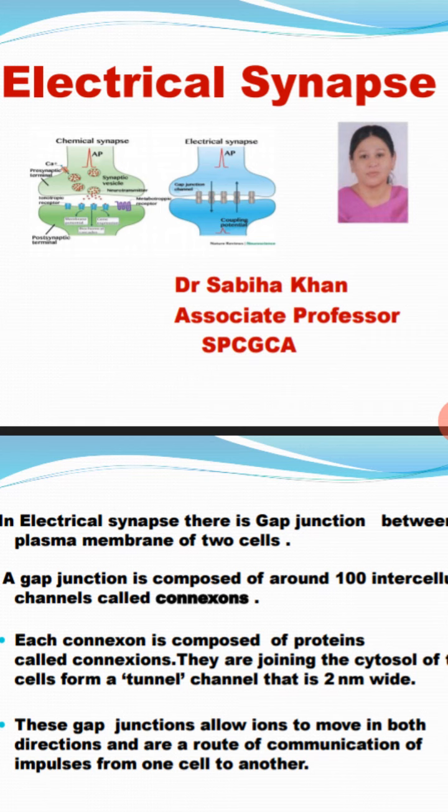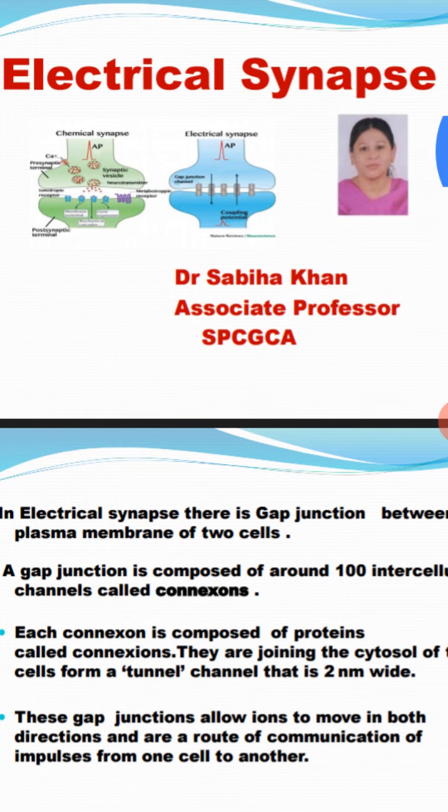In chemical synapses, we have studied the presynaptic membrane, the postsynaptic membrane, and there was a gap between them that is called the synaptic cleft. But in an electrical synapse, the two plasma membranes of the cells, meaning the presynaptic and postsynaptic neurons, are in contact and there is a gap junction between them. So the gap is also there and the junction is there. The gap junction is composed of hundreds of intercellular channels called connexons.